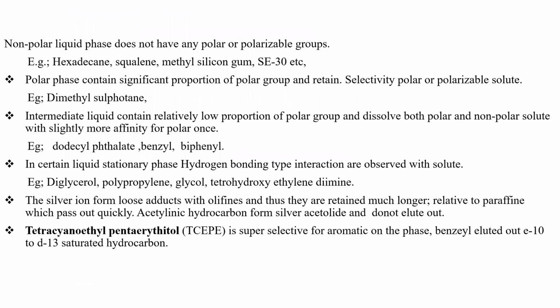Non-polar liquid phases do not have any polar or polarizable group. Examples are hexadecane, methyl silicone gum, squalane, and SE30, etc. Polar phases contain a significant proportion of polar groups and retain selectively polar and polarizable solutes. Example is dimethyl sulfolane. Intermediate liquids contain a relatively lower proportion of polar groups and dissolve both polar and non-polar solutes with slightly more affinity for the polar ones. Examples are dodecyl phthalate and benzyl biphenyl.